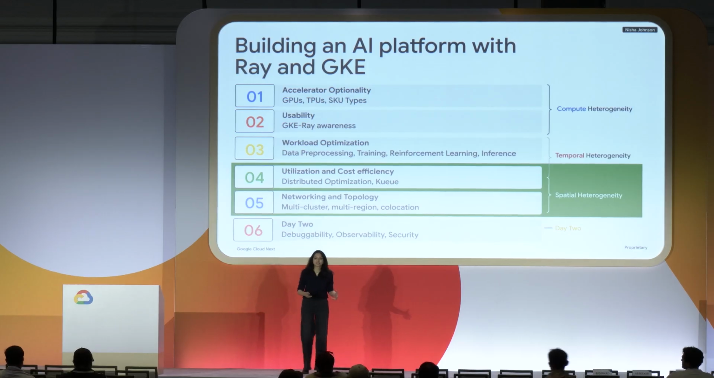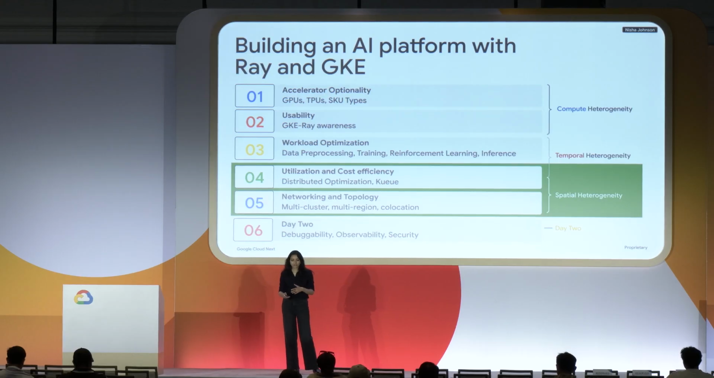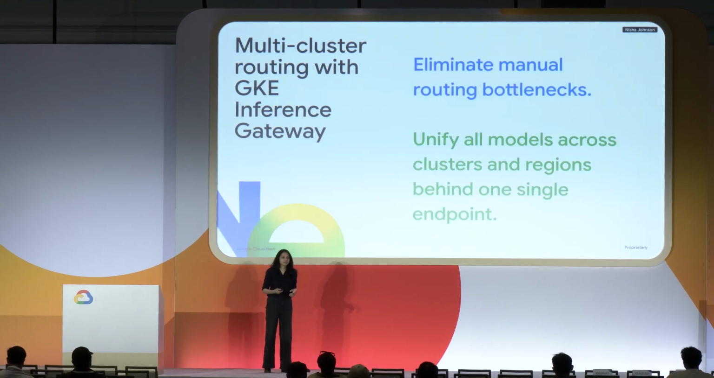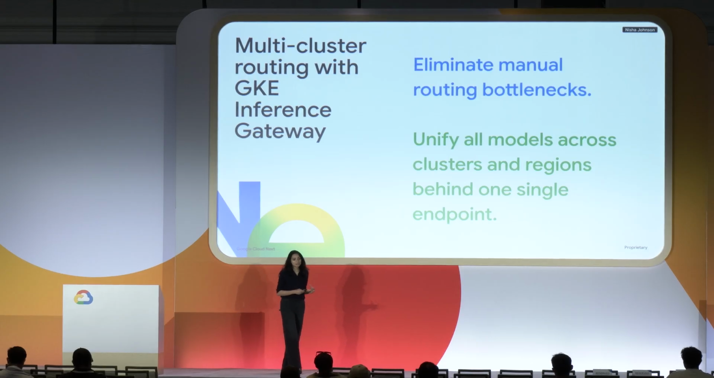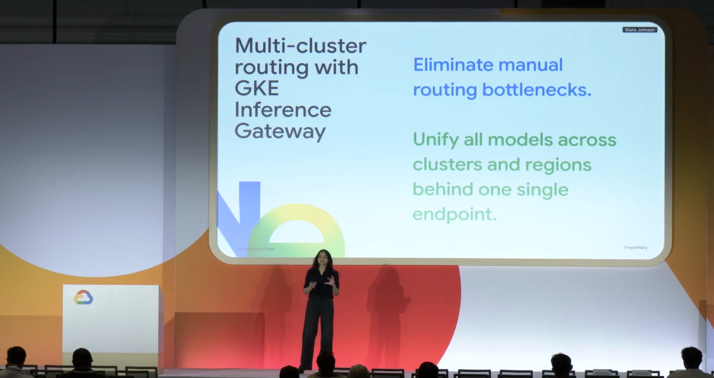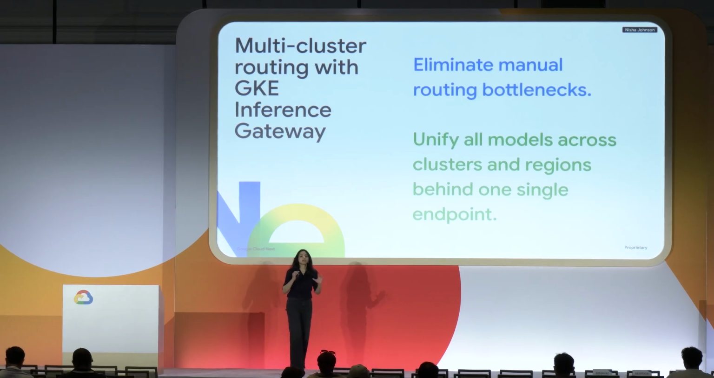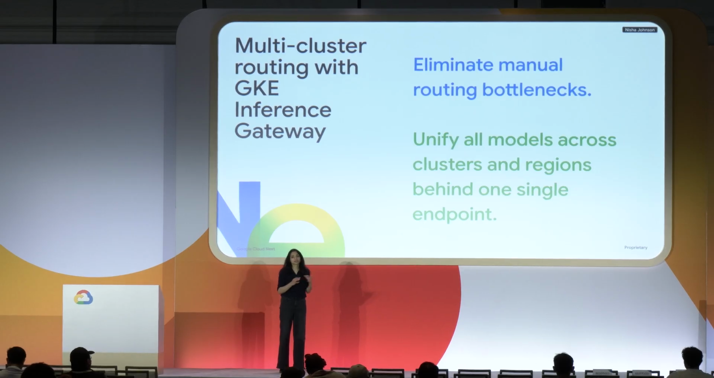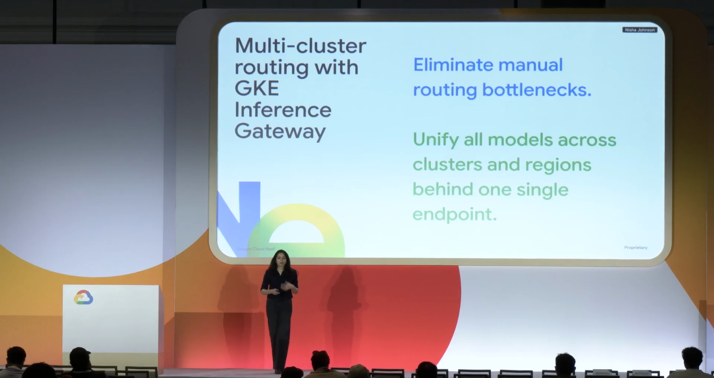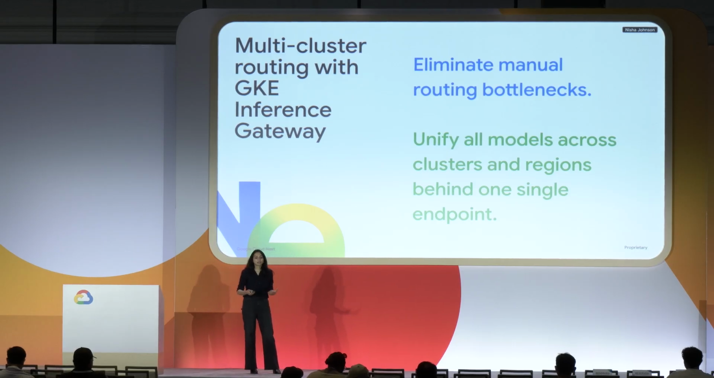So spatial heterogeneity is when your clusters are fragmented and you have compute that spans different regions. One example of this is when you're doing inference across multiple clusters. In this situation, when you're doing production serving, you need to manage both traffic as well as rolling upgrades. So you have a developer rolling out a new model, but now there's a bottleneck because the admins have to reconfigure networking to make sure that this model is something that's accessible to end users. And this becomes even more complicated when you have multiple clusters.